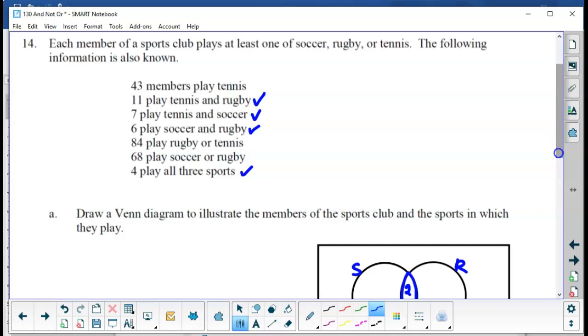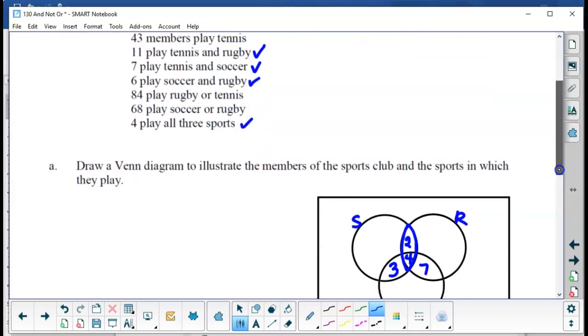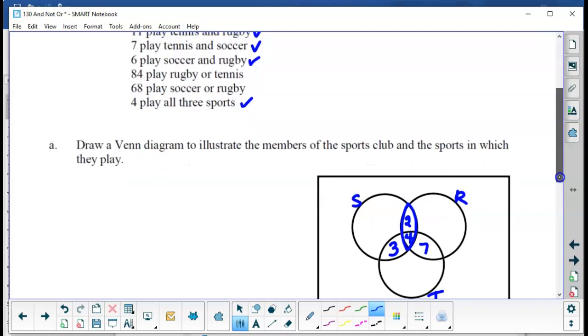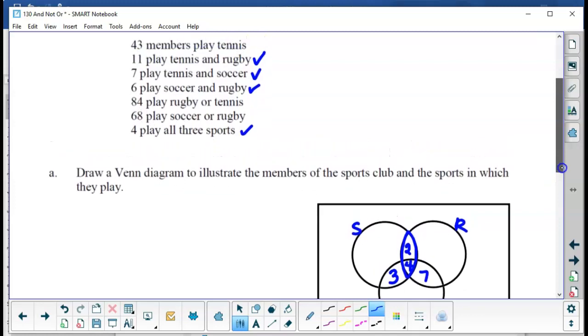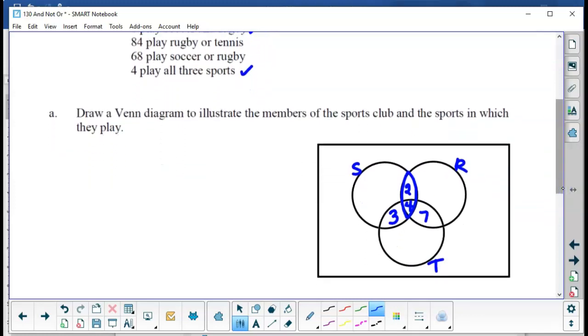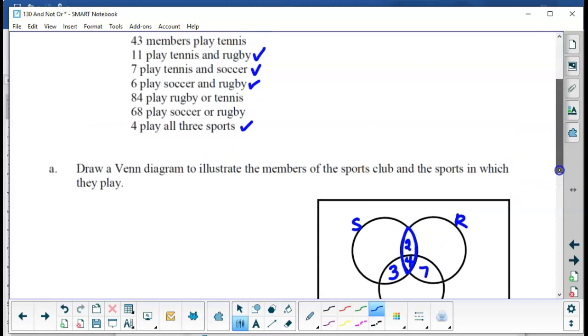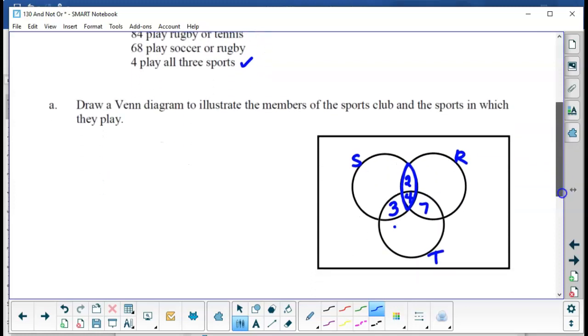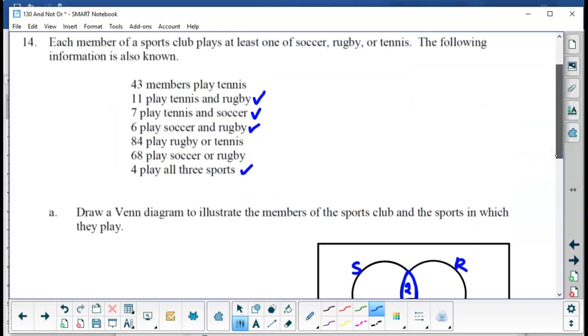All right. Then we've got some or statements. We've got tennis in total. We could actually do the tennis in total, 43, because we've got all 3 of the parts. We're just missing this fourth part here. So 43 minus, that's 14, is 29. So 29 play tennis only. Then, so we've got that part.